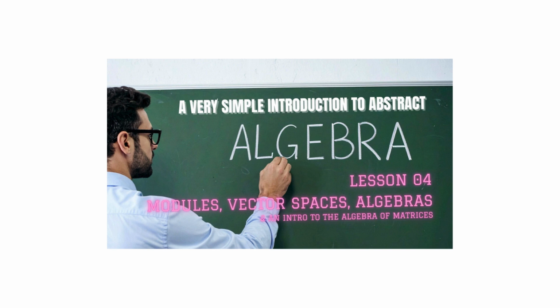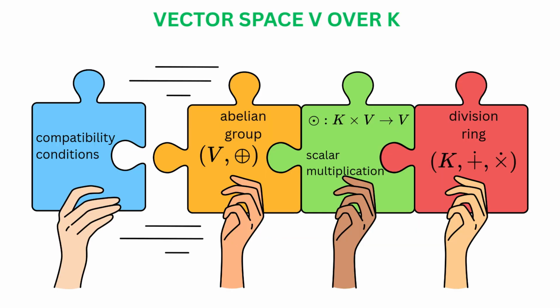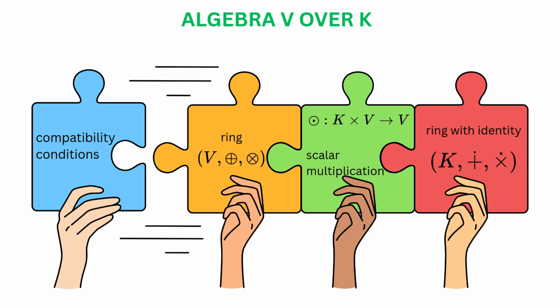In Lesson 4 of Abstract Algebra, I explain the algebraic structures that carry the names vector space and algebra. In particular, a vector space results from the pairing of a division ring structure on a set K and an abelian group structure on another set V. The set K is called the ring of scalars, and the set V the set of vectors. An algebra results from the pairing of a ring with identity structure in K with a ring structure in V.